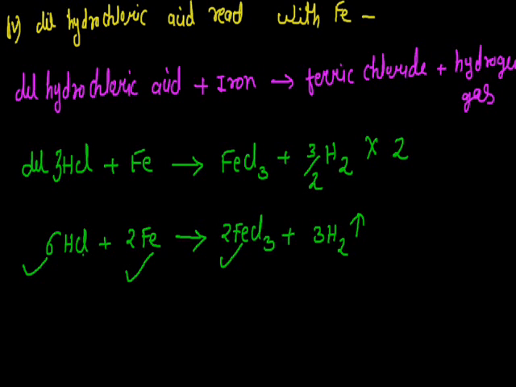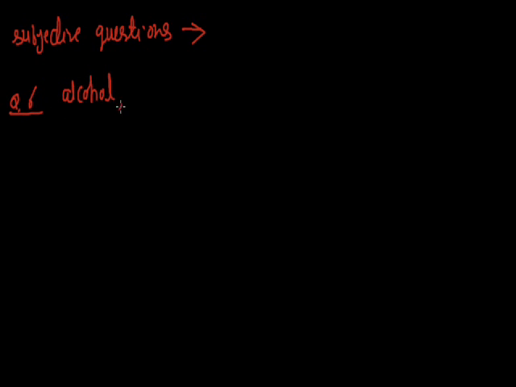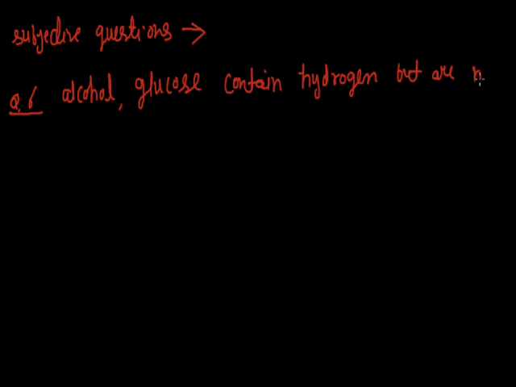Now we are discussing the subjective questions. That is question number 6. Compounds such as alcohol and glucose contain hydrogen but are not considered as acids. Describe an activity to prove it.